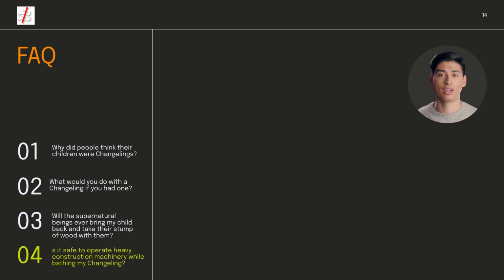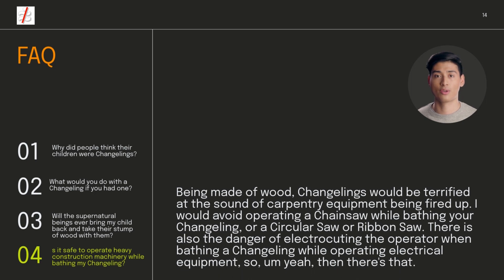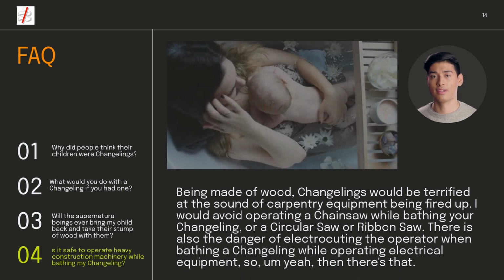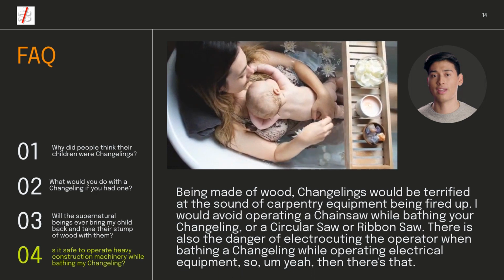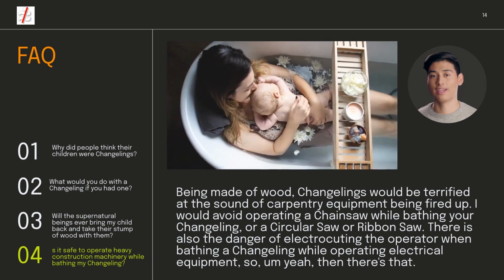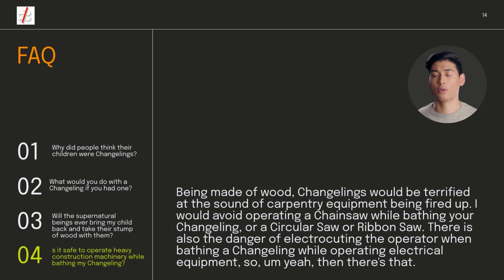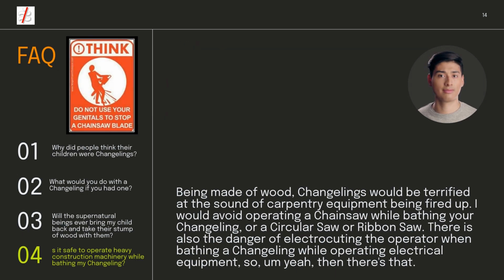Is it safe to operate heavy construction machinery while bathing my changeling? Being made of wood, changelings would be terrified at the sound of carpentry equipment being fired up. I would avoid operating a chainsaw while bathing your changeling, or a circular saw or ribbon saw. There is also the danger of electrocuting the operator when bathing a changeling while operating electrical equipment, so yeah, then there's that.